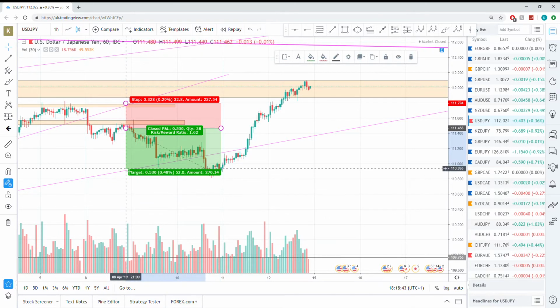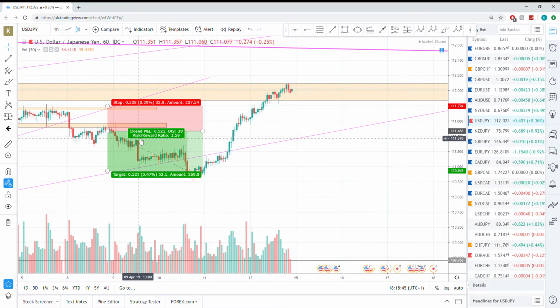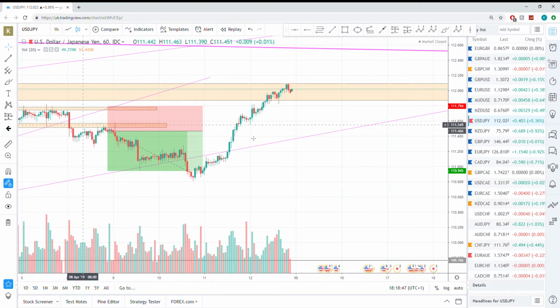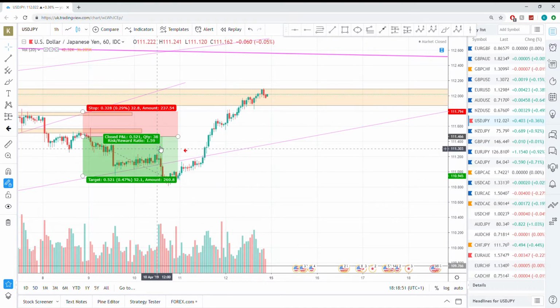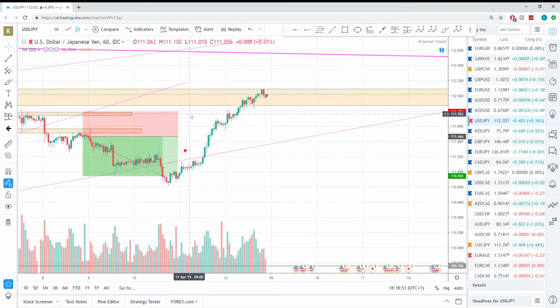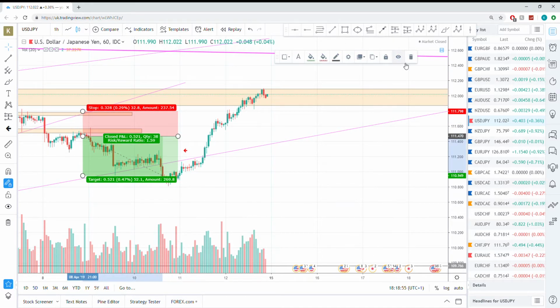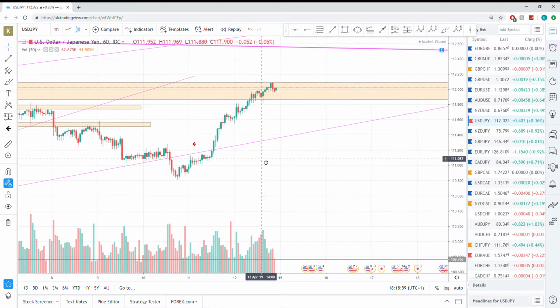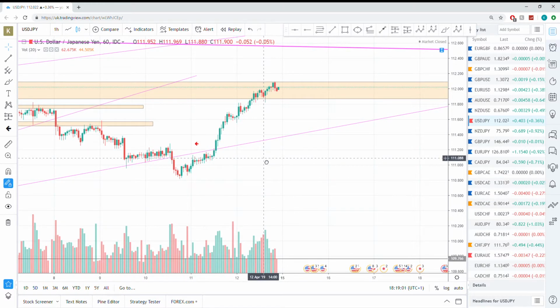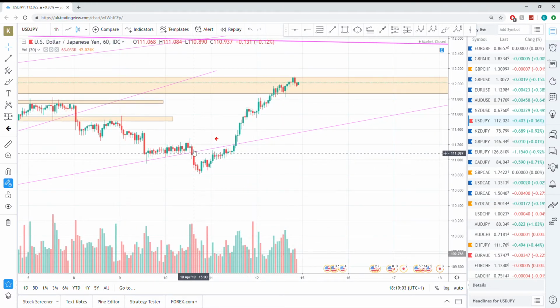If not, I would have moved my stop loss to this point here and made it a risk-free trade. So what prevented me from making further shorts after this key trend line push?